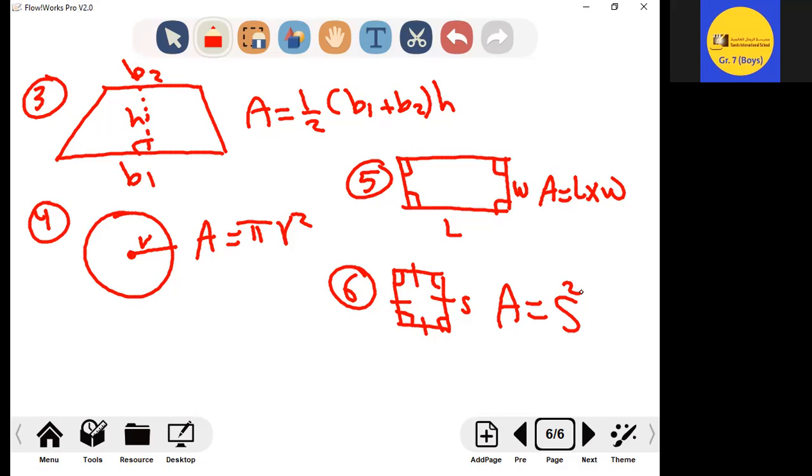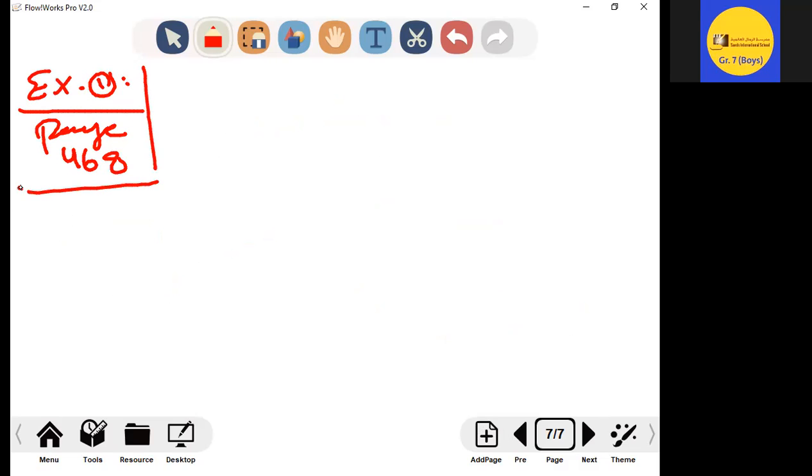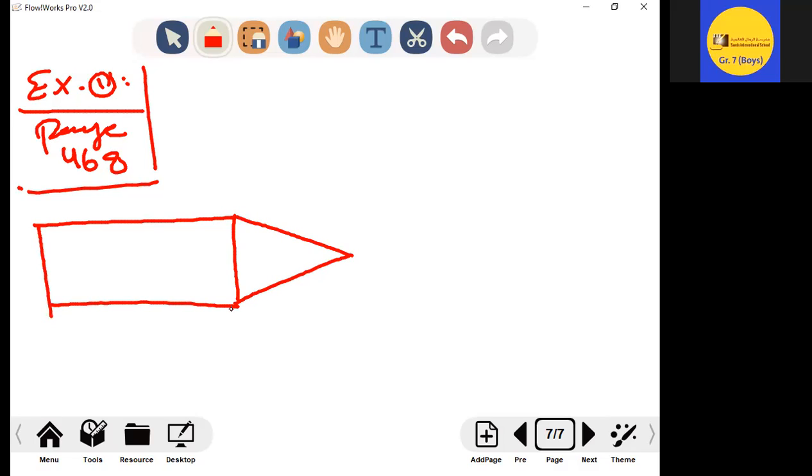Done? Let's do example 1. Now, in example 1, page 468, we have this figure. What's this? Rectangle, and then triangle. So I have a rectangle and a triangle, right? The whole figure, does it have a name? No. We call it a composite figure, okay?